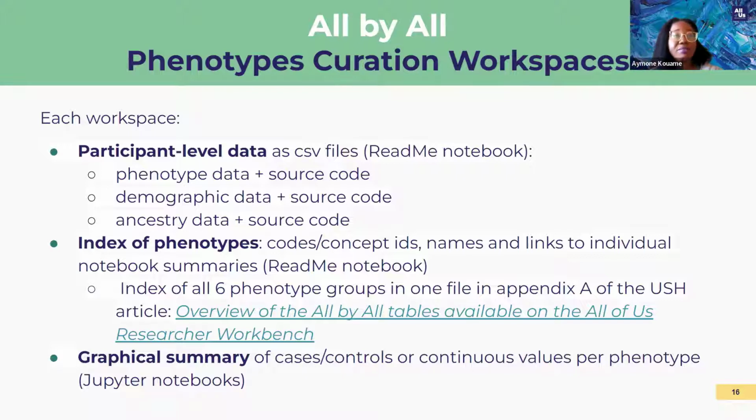Now, in the article that I mentioned earlier, you have an index that combines all of the phenotype codes for all of the 6 groups in one file. So you don't even have to log in to the researcher workbench to see what a code is associated with. You can go and look it up there. And again, each workspace has multiple graphical summaries, one per phenotype for case-controls, or summaries of a continuous variable.